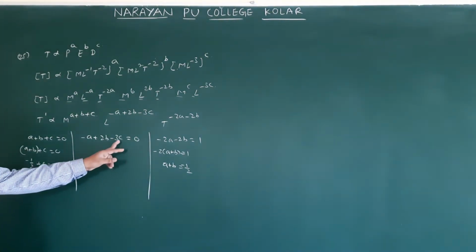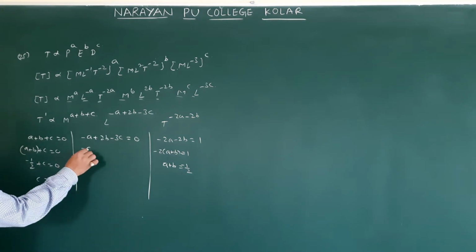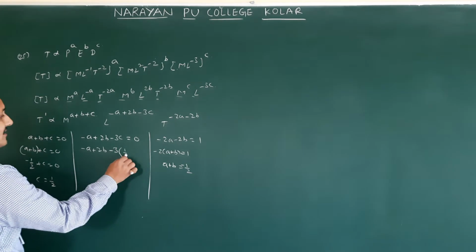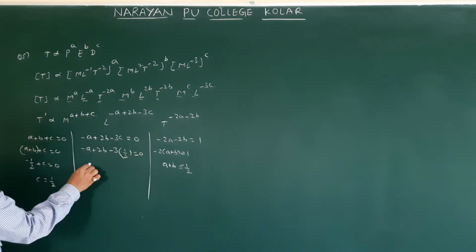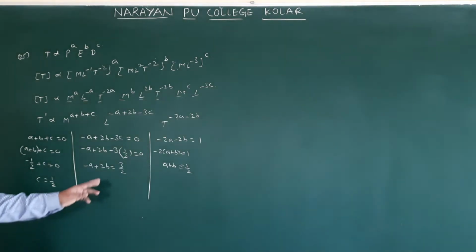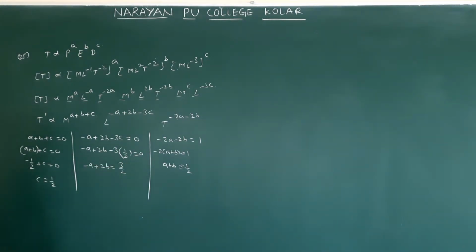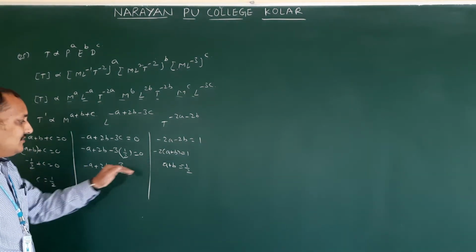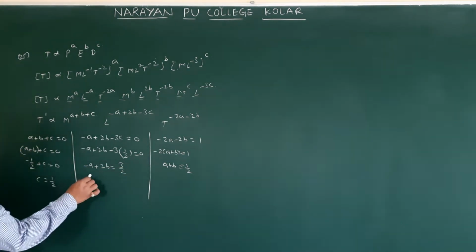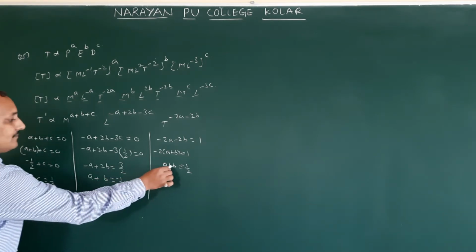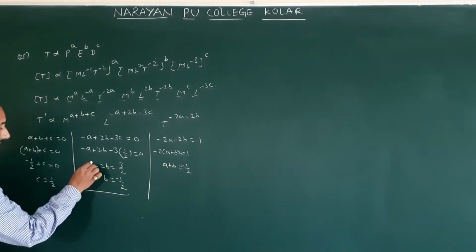So this c value you can substitute here. Minus a plus 2b minus 3 times c value, 1 by 2, equal to 0. Then minus a plus 2b equal to 3 by 2. Minus 3 by 2 is going to become plus later. So this is minus a, this is plus a. So you can take these two equations and add. So a plus b is equal to minus 1 by 2. This one I am taking here, add these two equations.